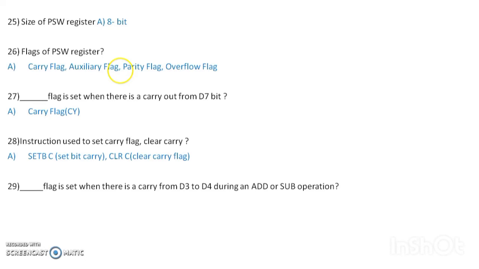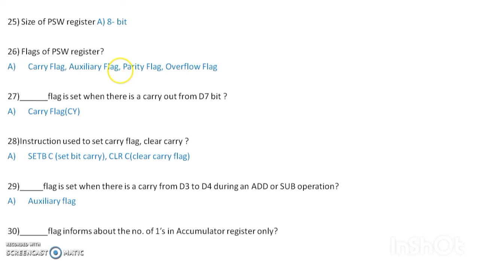Dash flag is set when there is a carry from D3 to D4 during an add or sub operation. Basically, we have 1 byte, and in 1 byte we have 8 bits. Out of 8 bits, the 0th bit to 3rd bit is called the low nibble and the 4th bit to 7th bit is called the high nibble. So when there is any add or subtract operation, if there is any carry from D3 to D4, the auxiliary flag will be set.